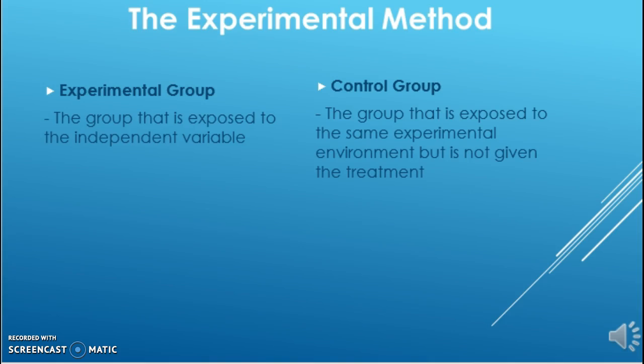The experimental group is the group that is exposed to the independent variable, and the control group is exposed to the same experimental environment but is not given the treatment. In this scenario, the experimental group are those that will be taught to meditate, and the control group will be given the same quiet time while all other factors would remain the same, such as the same amount of time exposed to quiet time, in rooms with the same temperature, the same lighting, the same comfortable chairs, etc.